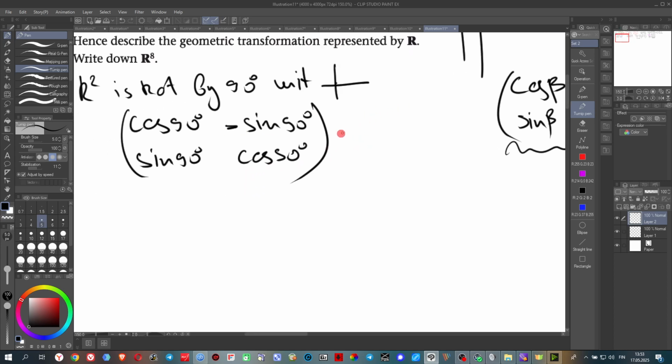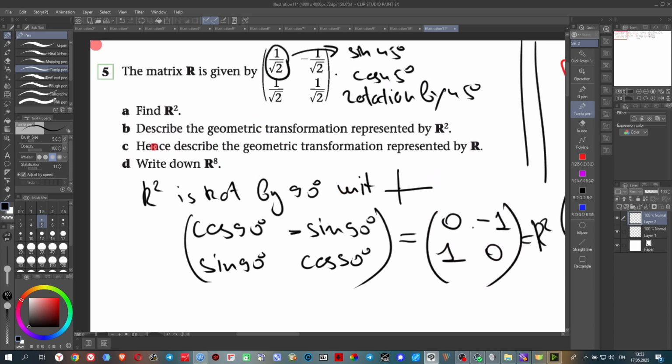Cosine of 90 degrees is exactly 0. Here would be minus 1, 1, and 0 again. So r square is this one. Describe the geometric transformation represented by r square. Once again, we already described it. We already talked about it. We can say that it is a rotation with respect to origin by 90 degrees.